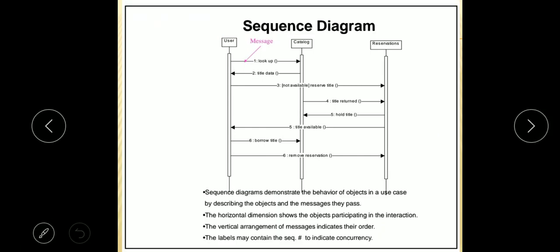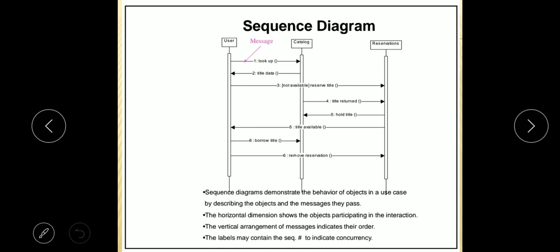So the labels may contain the sequence number according to their order. Like here you can see 1, 2, 3, 4, 5, 6, 7. No, 7 is not there. Okay, so two 5s are there and two 6s. These are the order numbers, and they have to indicate concurrency.